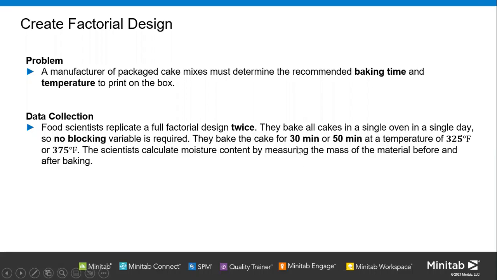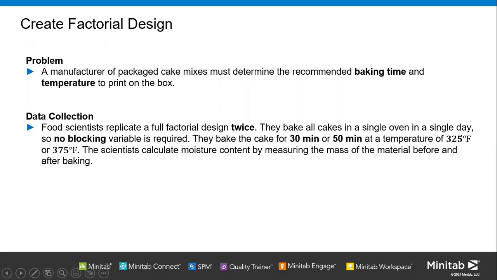Okay, so for this case, we have a 2 factor with 2 levels. Every factor has the same number of levels, so we call it 2 squared, or a full factorial design with 2 replications. So how do we create the design itself?